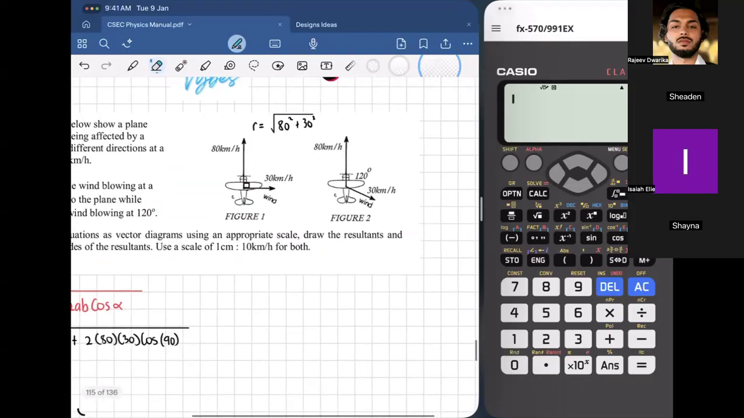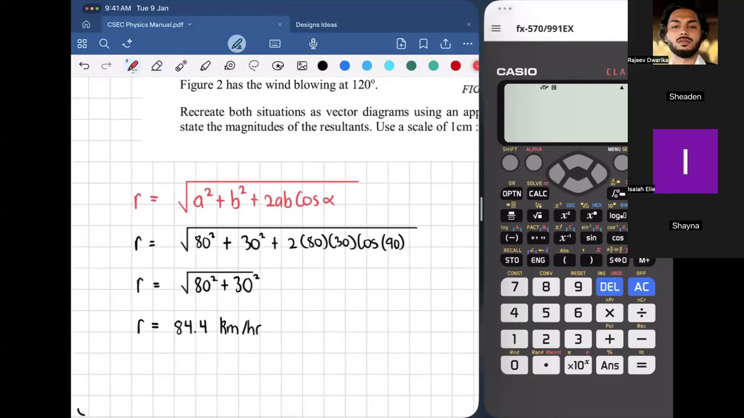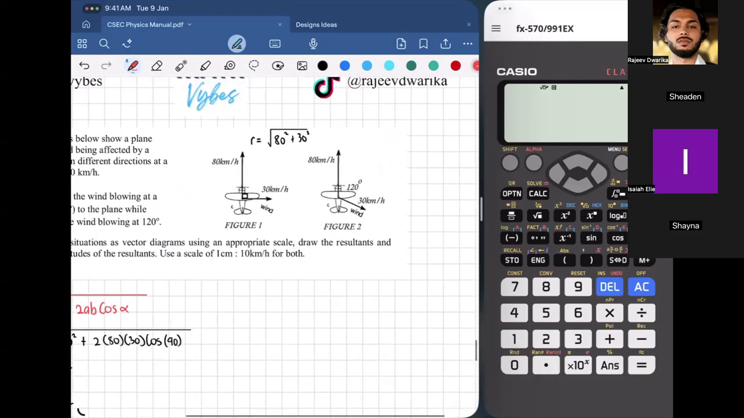Right, so let's just plug this into the formula fast and get the answer. Shina and Isaiah, when you did the actual diagram, did you get something close to 84.4? The first diagram. What did you get when you measured it and multiplied it back by 10? Oh, I got 86. Oh, that's fine. Wouldn't be exact.